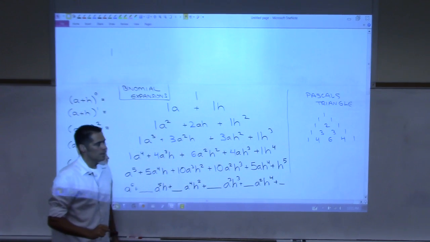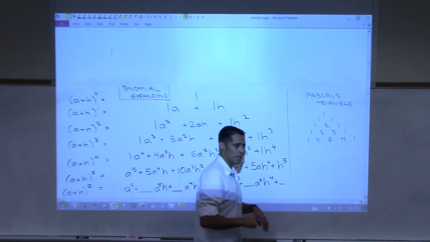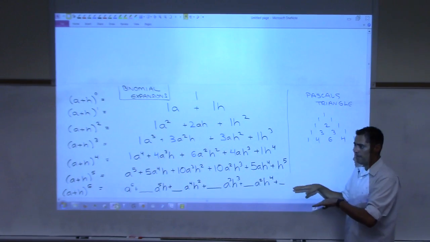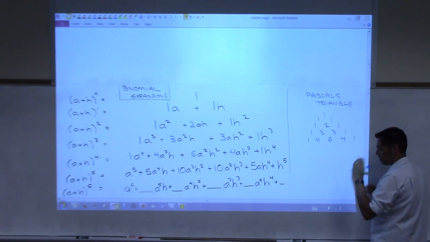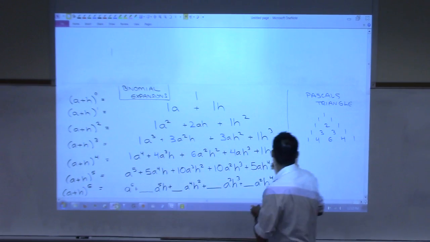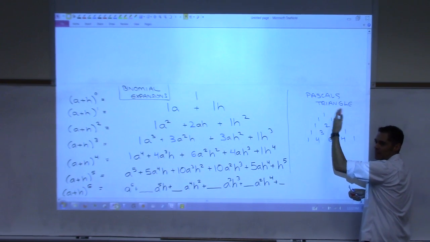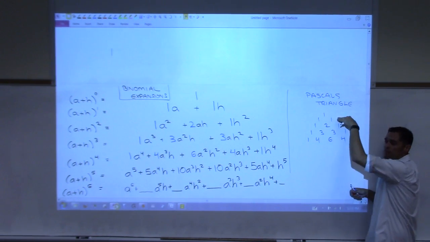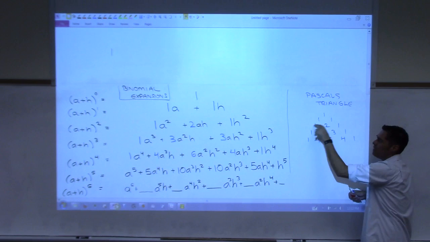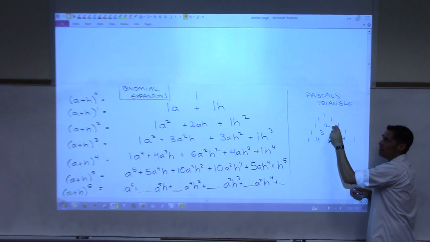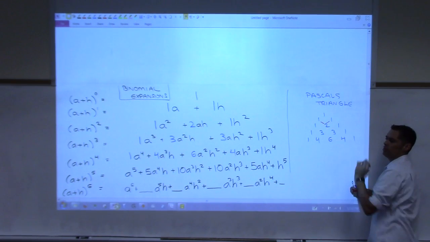The first row will have 1 number. The second row will have 2 numbers. The third row will have 3. The fourth will have 4, then 5, 6, right? And the way to determine the number in the middle is to add the 2 above it. So watch. This first row has 1 number, so it can only be a 1. The second row has 2 numbers, so this has to be 1, 1. The next row has 3 numbers. The 2 ends have to be 1s. The middle number is the sum of the 2 above it. 1 plus 1 is 2.